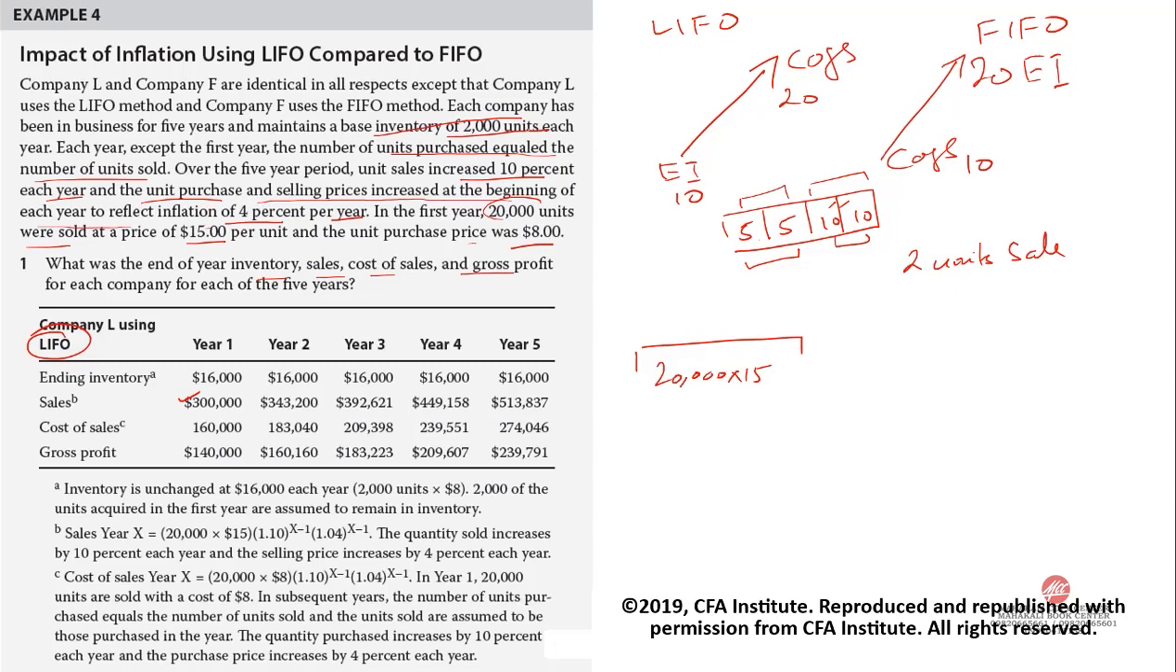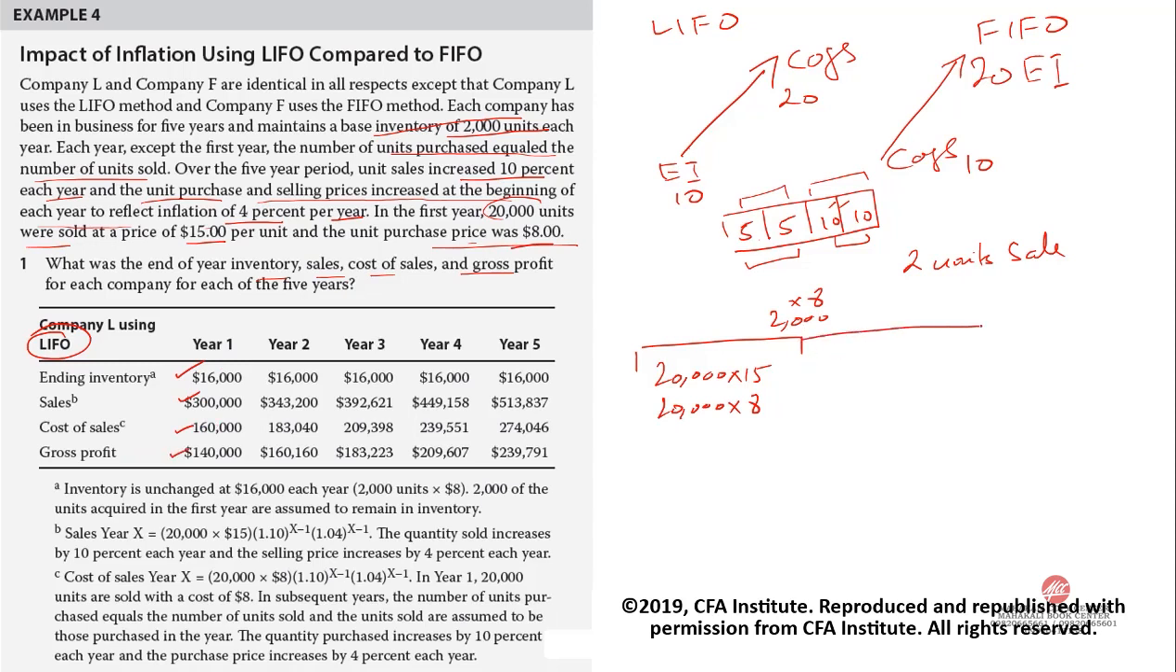And each year the ending inventory is 2000, so we were left with 2000 at the end, and the purchase price was $8. So 2000 multiplied by 8 equals 16,000. Cost of sales, so 20,000 we sold, each was for $8. So 20,000 into 8 is 160,000. And our gross profit would be 300 minus 160, that is your 140.